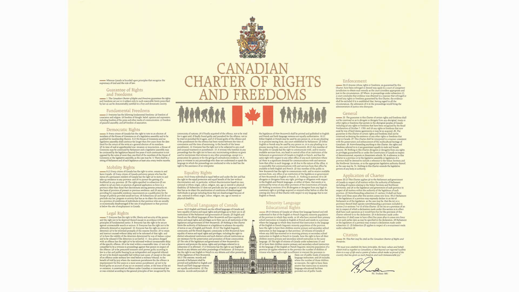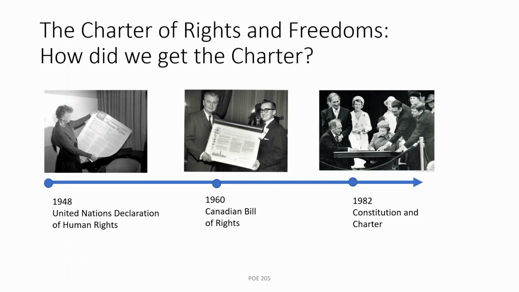All right, so now we're going to move on more specifically to look at the Canadian Charter of Rights and Freedoms. You've probably studied it before, but we're going to take a closer look at where it comes from, what it protects, what it doesn't protect, and that will lead into the activities that we're going to do this week. So how did we get the Charter of Rights and Freedoms? Where did this all come from?